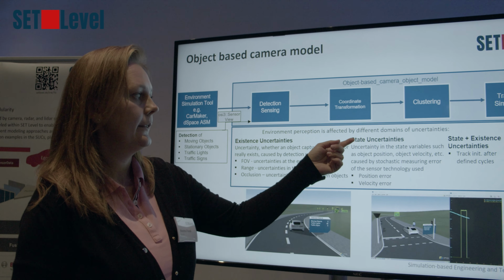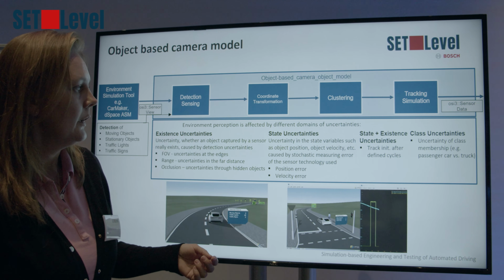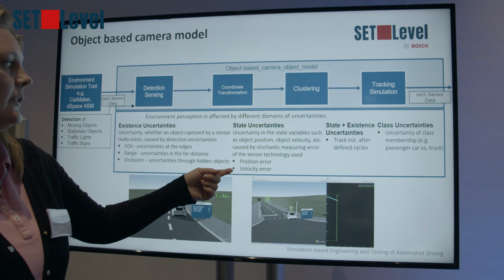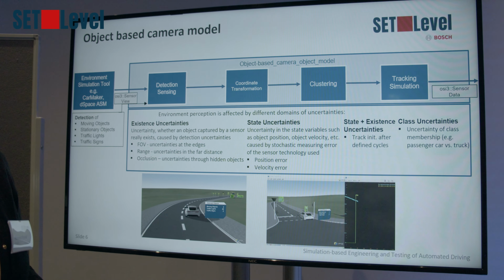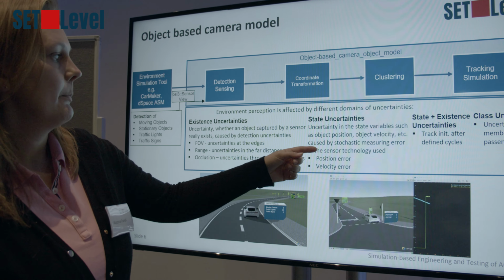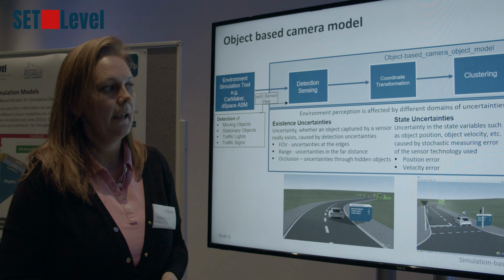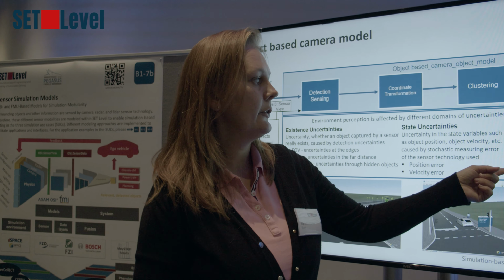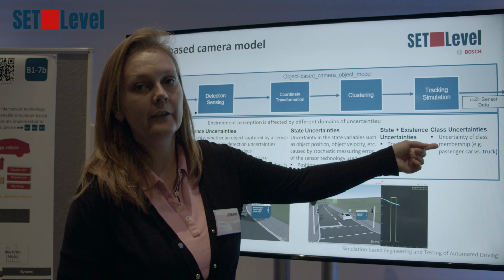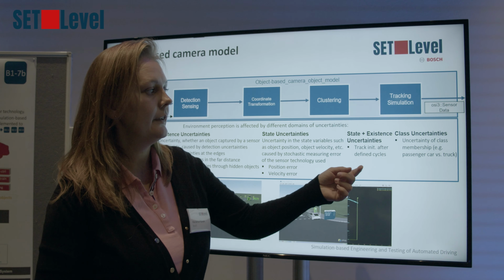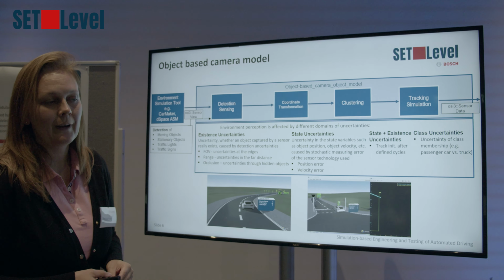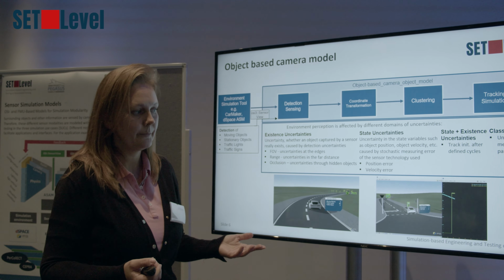Furthermore, we implemented state uncertainty for state variables such as object position, object velocity, caused by stochastic measuring error of the sensor technology, and also state and existence uncertainties for tracking and class uncertainties. So uncertainties whether a truck is a truck or a passenger car or a bus.